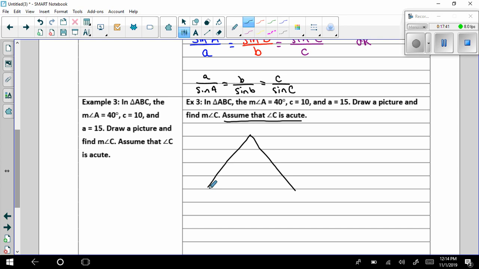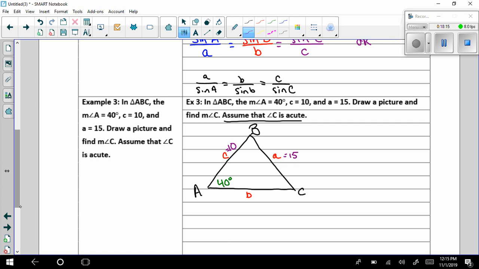So I'm going to draw a triangle. I'm not going to make any assumptions about it, but I'm going to label A, B, and C. So I'm going to label the opposite side to A, little a. Here's little b, and here's little c. All right. It tells me that angle A is 40 degrees, so I would label that. Side C is 10, and side A is 15.